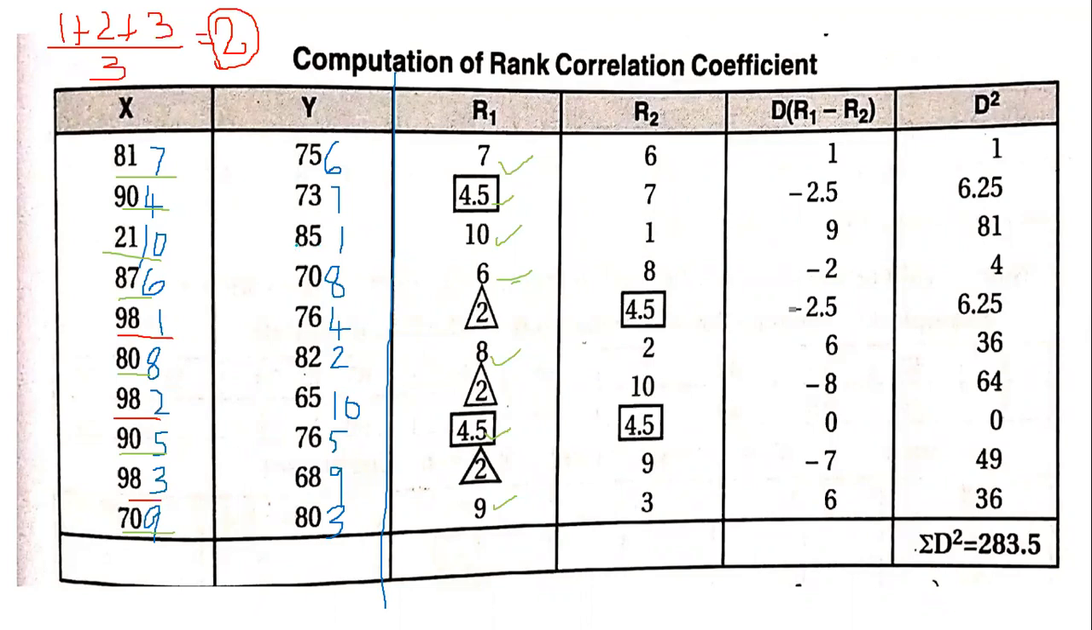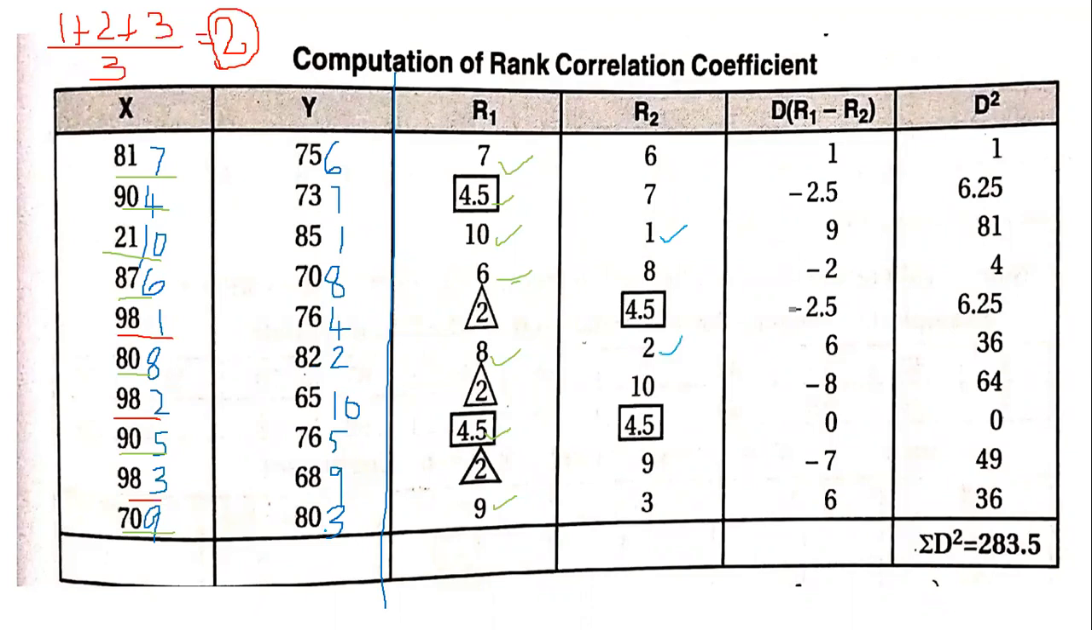85 is the first rank. So 85, is there any repetition? No. So 85 first rank as it is. Next, second rank we gave to 82. Now is 82 repeated anywhere? No. So second rank also will be there.